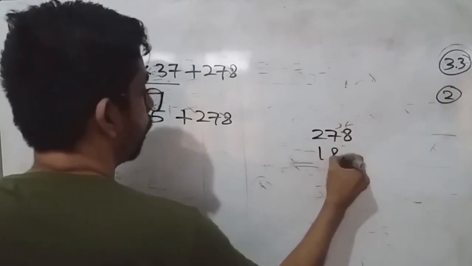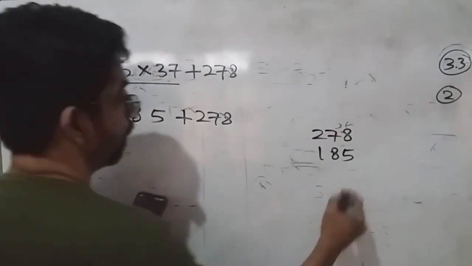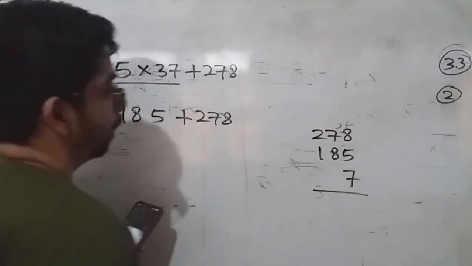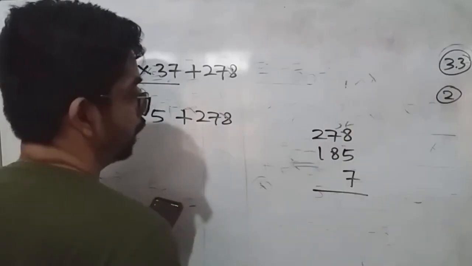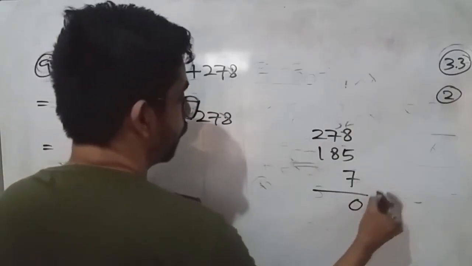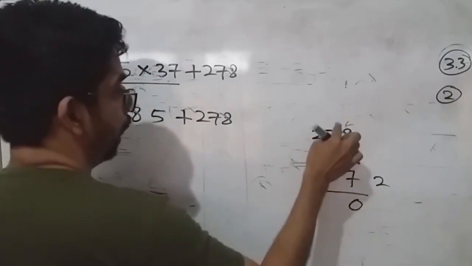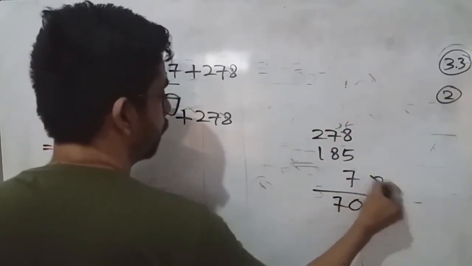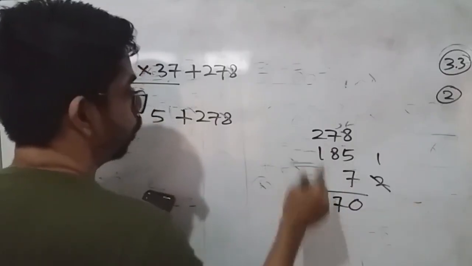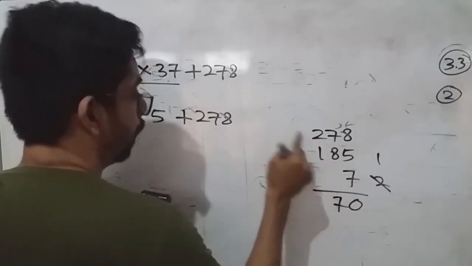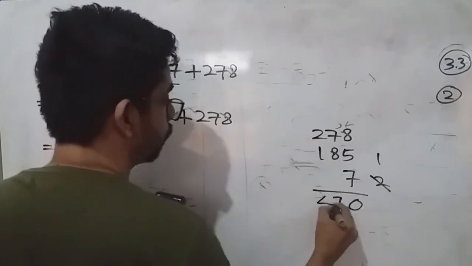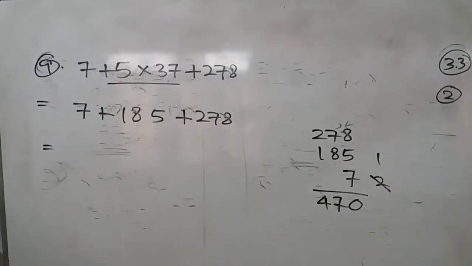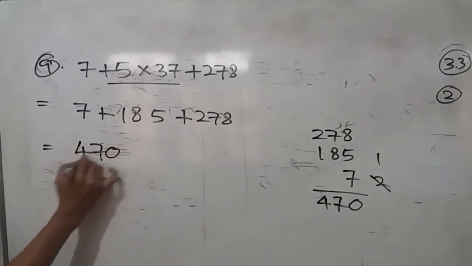278, 185, then we have to add 7, right? 8 plus 3, 13, 13 plus 7, that becomes 20, so there's a 2. 7 plus 8, that is 15, 15 plus 2, that becomes a 17, so there's a 1. 2 plus 1, 3, then we have to add the 1, so it becomes a 4. So the answer is 470. Right.